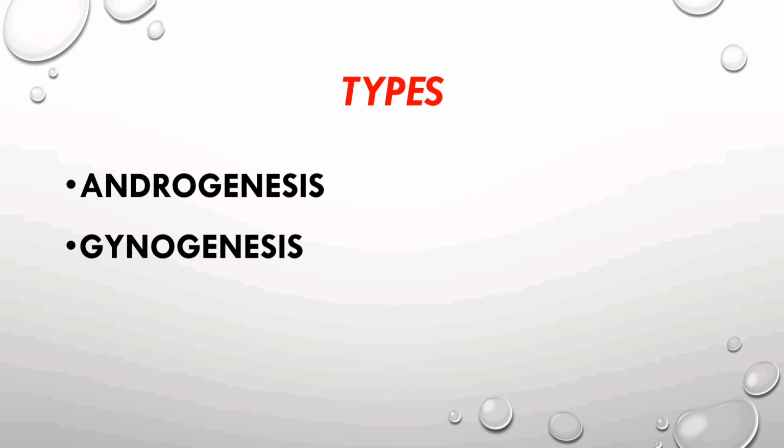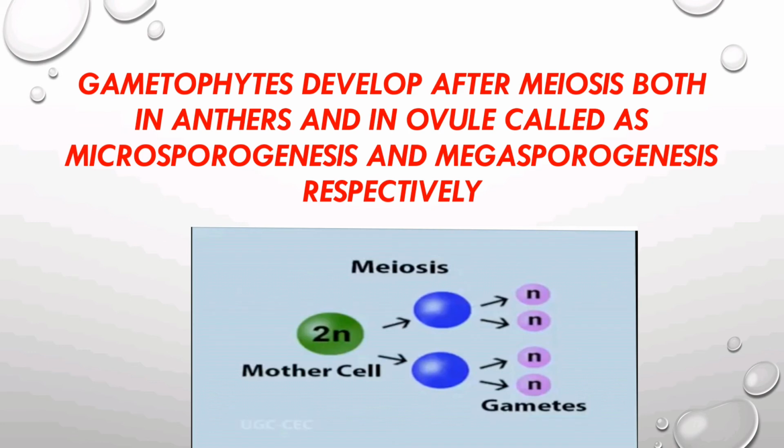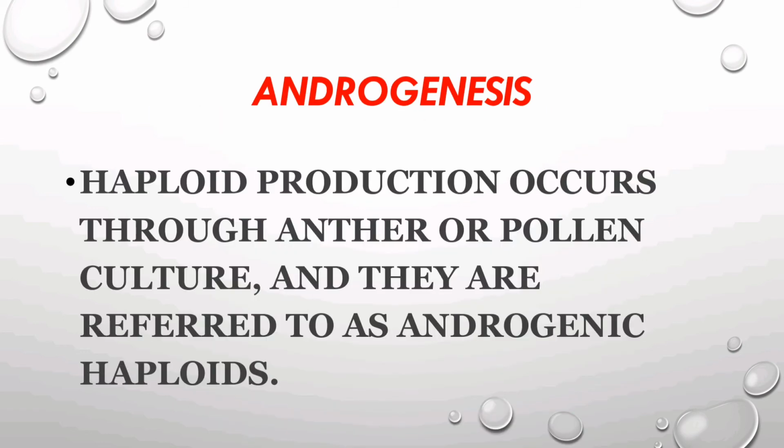Types. There are two types of haploid plant production. First is androgenesis, second is gynogenesis. Gametophytes develop after meiosis both in anthers and in ovule, called microsporogenesis and megasporogenesis respectively. What is androgenesis?